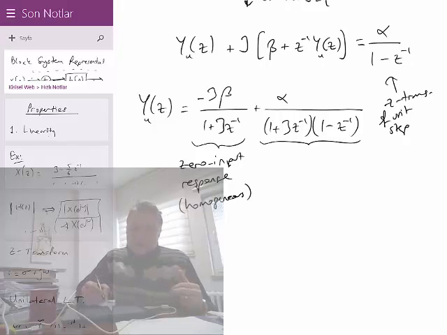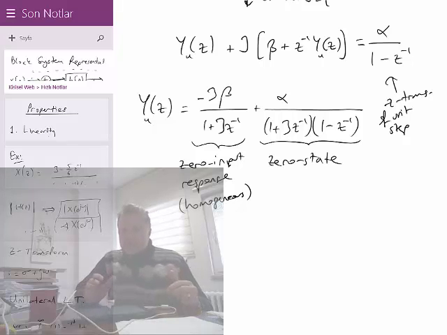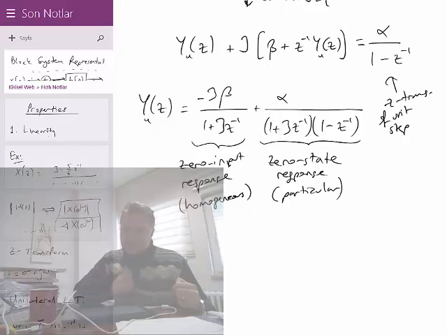Whereas this part is without considering the initial conditions or anything. So if beta is 0, for example, then it means we don't have any initial condition, or we can say that the initial condition is 0. That is called a zero state. The system was at 0 state with no initial conditions, or the initial conditions were beta equal to 0. That would correspond to a zero state response, and that is also, as an analogy to the previous Laplace case, the particular solution, we can say.